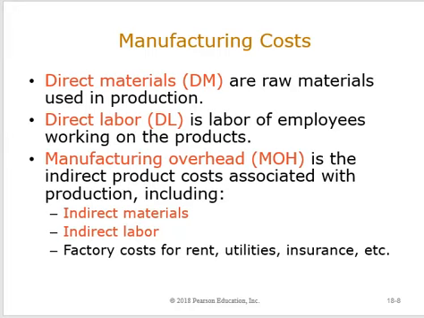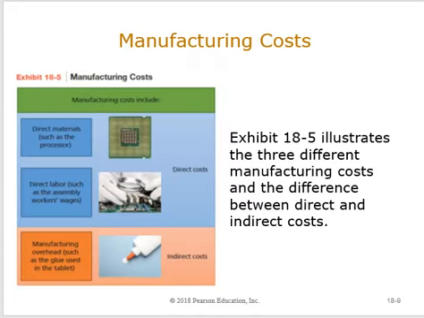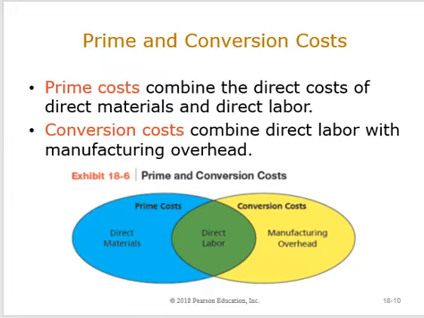Okay? All right, so write down some examples of manufacturing overhead, factory costs for rent, utilities, insurance. However, be very careful that it says it's associated with the factory. Okay? All right, and then this next slide I'm going to skip over pretty quickly because I just went through that. All right, now take notes.